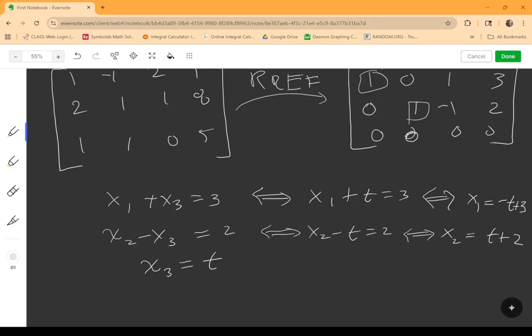So my solution vector is the vector negative t plus 3, t plus 2, and then t. So here we have a free variable, and that's what we do when we don't have a unique solution for all of those variables. We could still get reduced row echelon form, we can still do that, but it's just in the interpretation. And more of that in the next video that we'll do here.